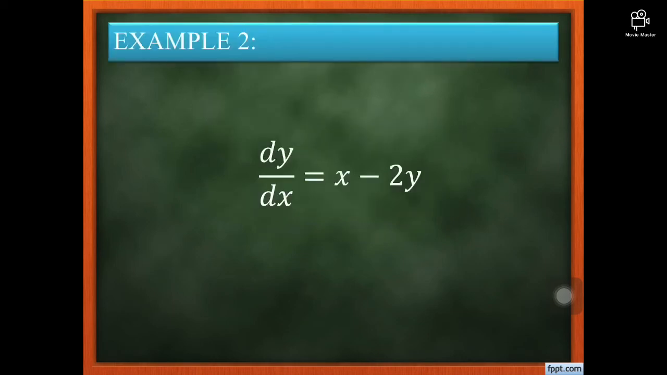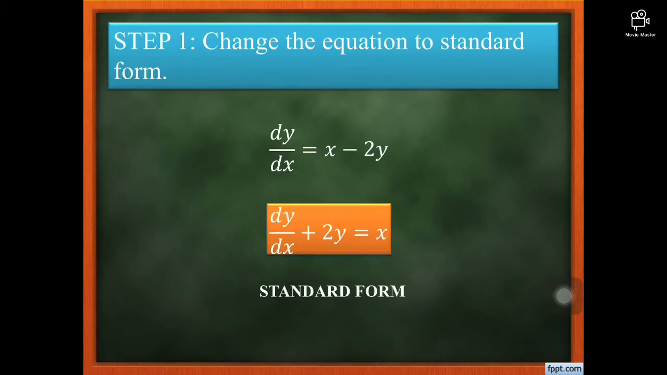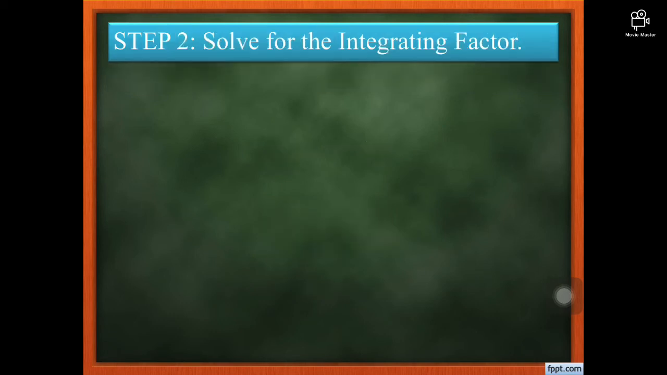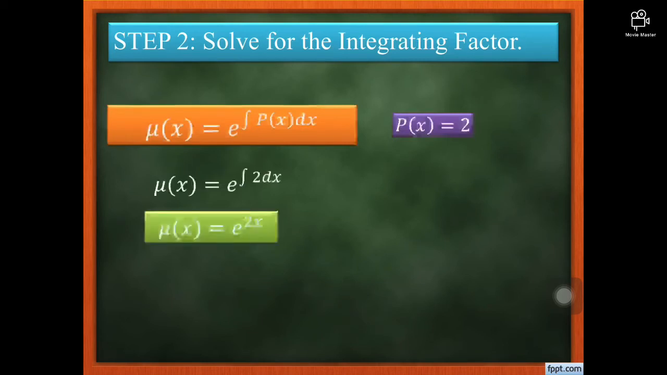So we now proceed to the next example, which is dy over dx equal to x minus 2y. So change the equation to standard form. That gives you dy over dx plus 2y is equal to x. Your 2y is your function p times y, and your x is your function q. So now we can solve for the integrating factor with this formula, and your function p is equal to 2. That gives you e raised to the integral of 2 dx, which is equal to e raised to 2x.